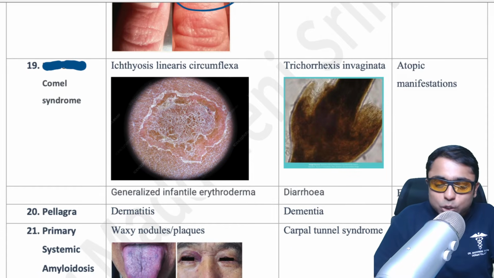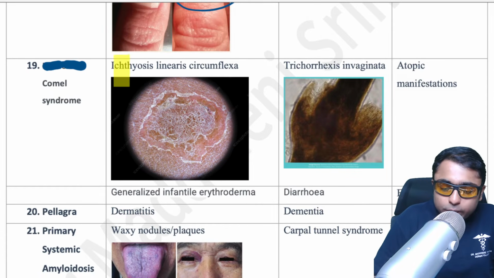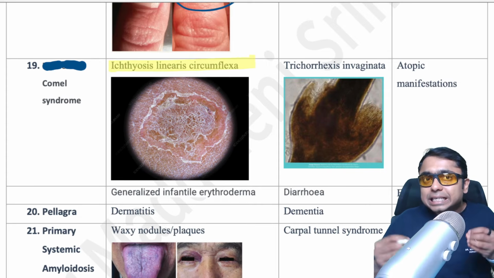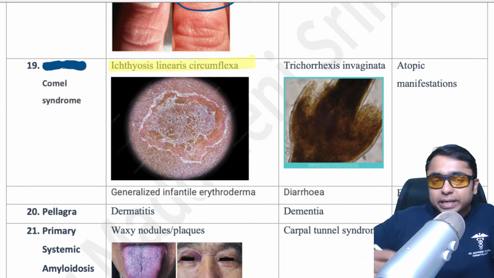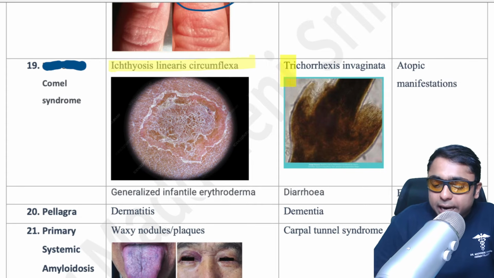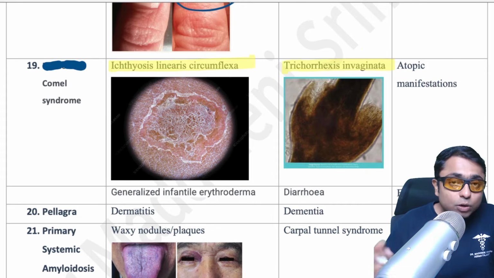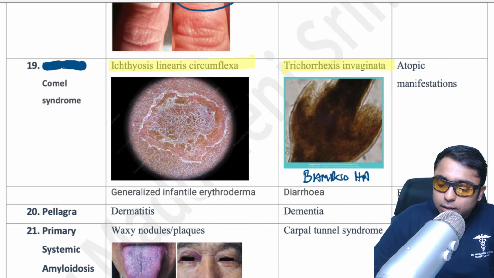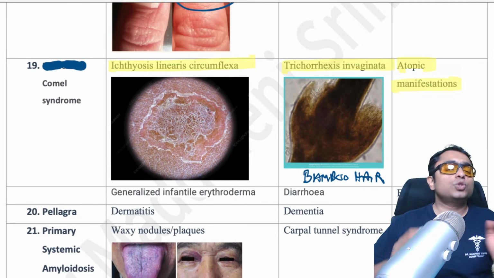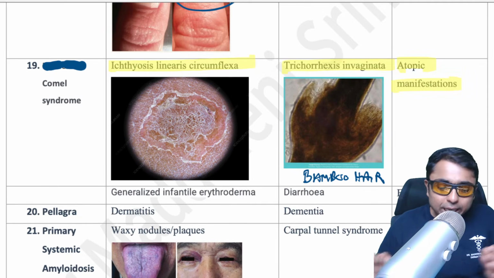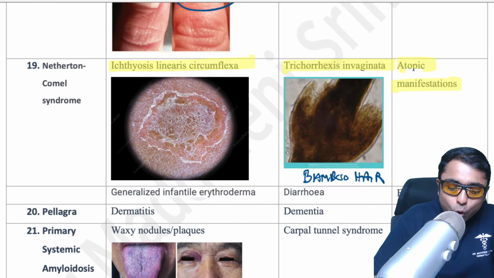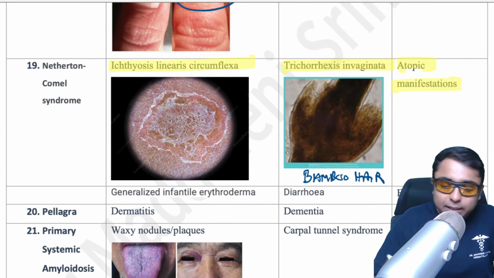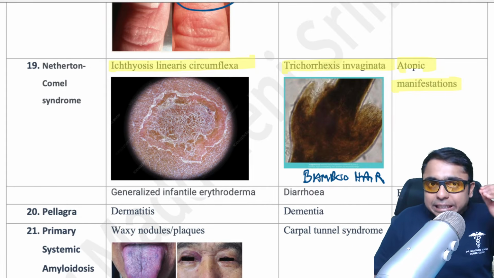So next is a syndrome which was asked once in JIPMER. Okay, so ichthyosis linearis circumflexa, the patient is having dry skin, and trichorrhexis invaginata, which is also called bamboo hair. Okay, this is also called bamboo hair. Next is atopic manifestations. So these three put together we call Netherton-Comel syndrome.